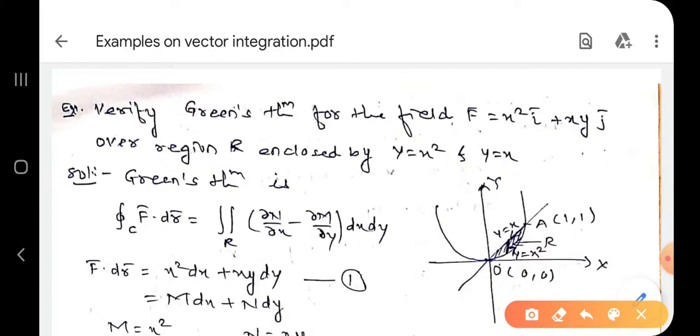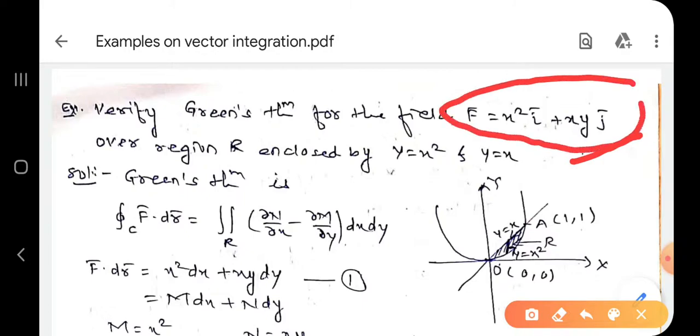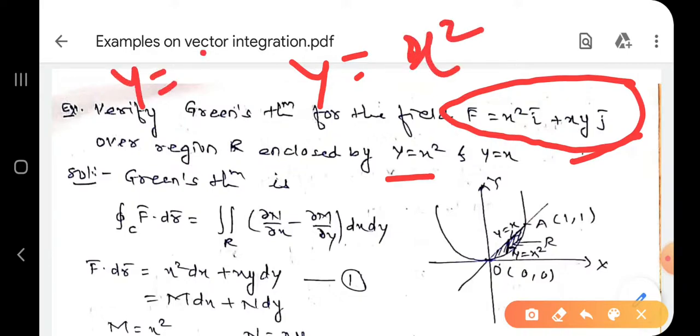Verify Green's theorem for the field F bar equal to x square i bar plus xy j bar over the region R enclosed by y equal to x square and y equal to x. So two curves are there. One is the parabola y equal to x square and the second one is the straight line y equal to x.